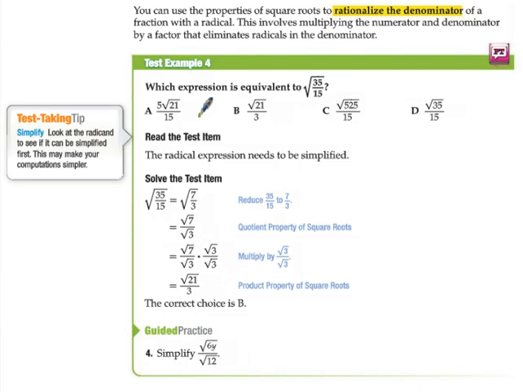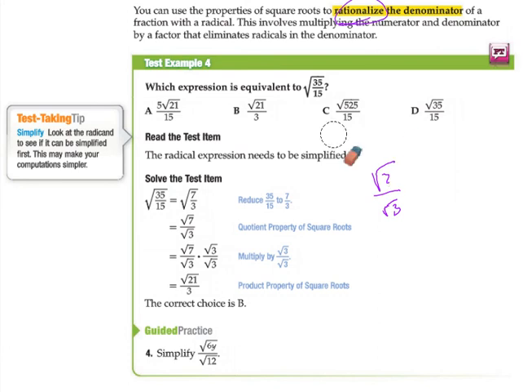Sounds complicated, I guess, but it makes for some easier problems. So which of these expressions is equivalent to this? Well, the way to do that, first of all, is we can divide 35 and 15, that can be simplified anyway, to 7/3. So we have the square root of 7 over the square root of 3. Okay, then what happens is we're going to do what's called rationalize the denominator.